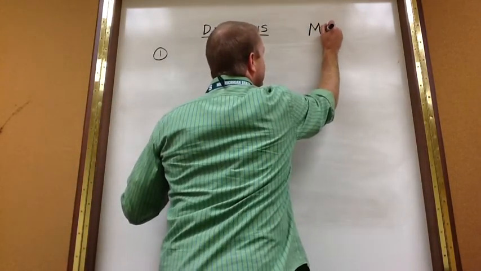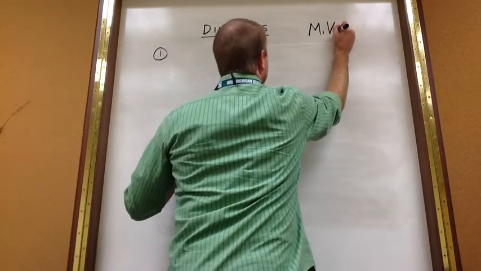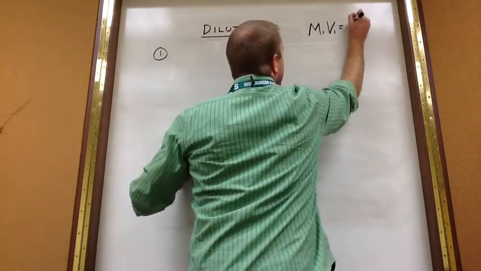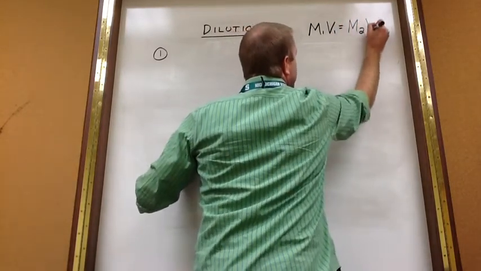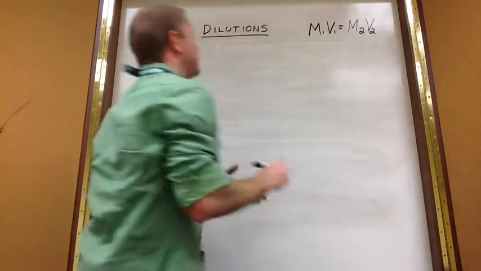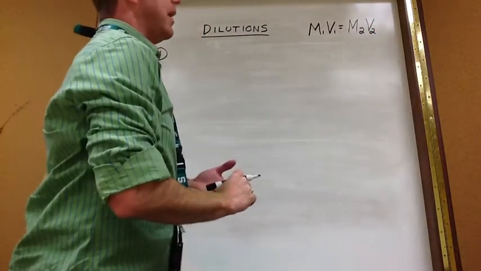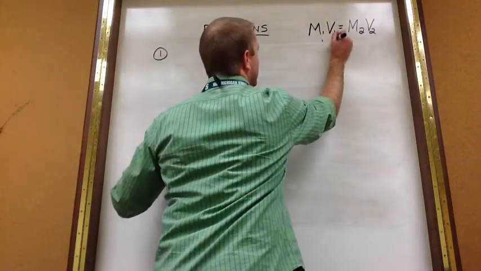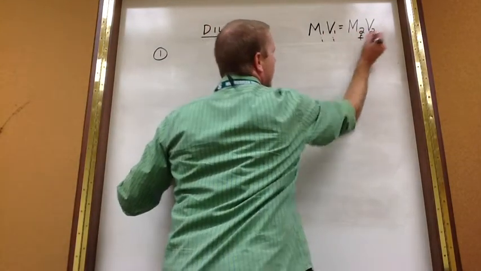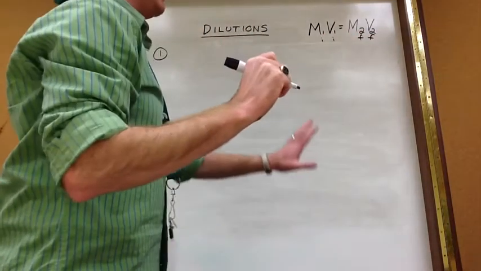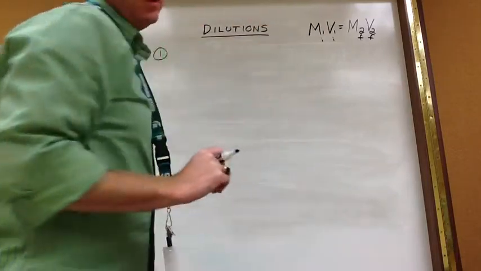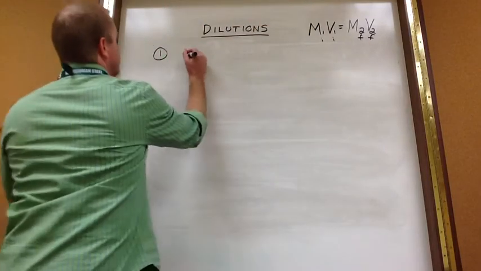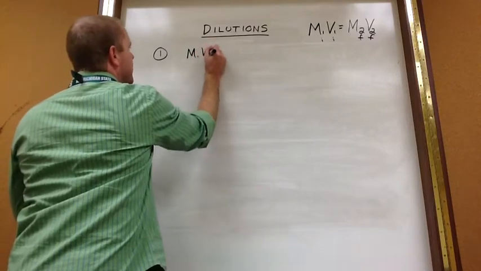The molarity of the first thing times the volume of the first thing equals the molarity of the second times the volume of the second. Okay? So, M1V1 equals M2V2. Some people like initial and final. Whatever. It does not bother me one way or the other, just like with gas laws. So, M1V1 equals M2V2, right?